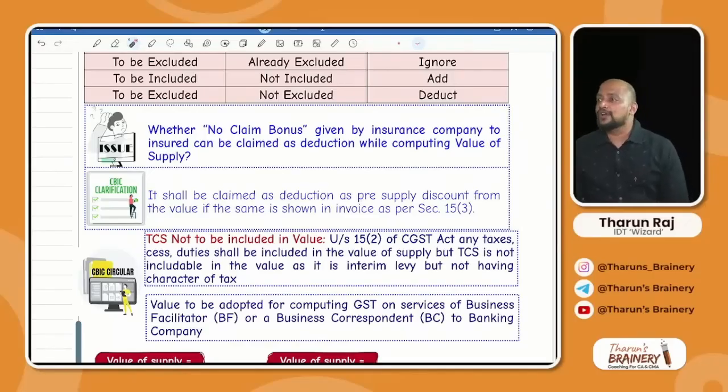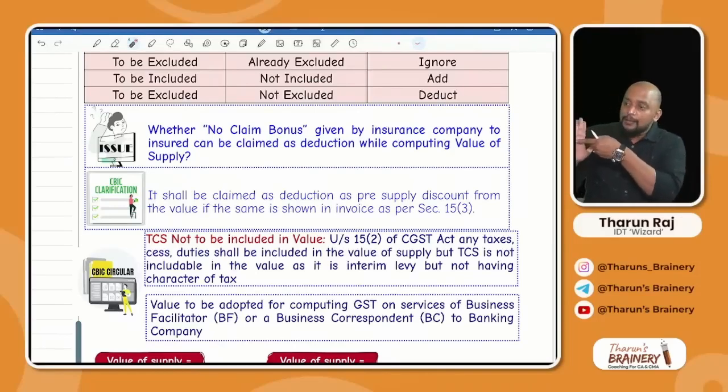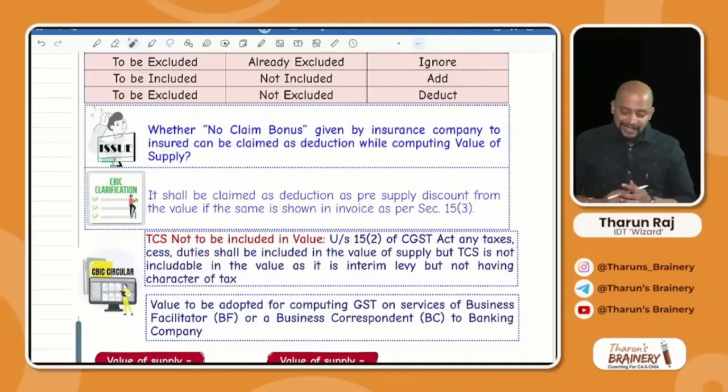So GST will be computed on 3,500, not on 4,000. Is it clear? So say this, whether no claim bonus given by insurance company to insured can be claimed as deduction while computing the value of supply. Yes, provided it is shown in the invoice. Yes, it will be shown. They will give a premium receipt. They will tell, your renewal premium is 4,000 minus no claim bonus 500. So the difference 3,500 you need to pay. So it shall be claimed as deduction as pre-supply discount from the value if the same is shown in the invoice as per 15 subsection 3.